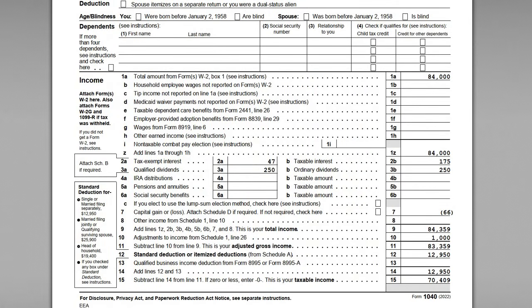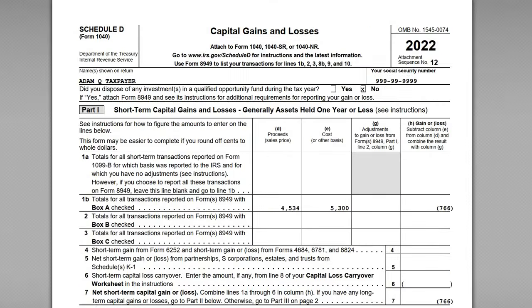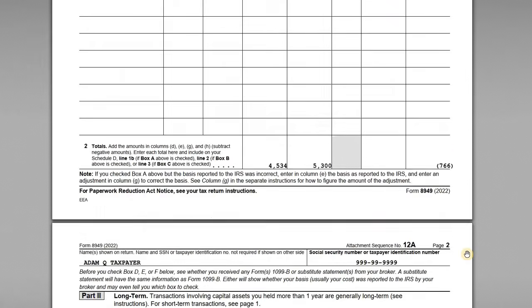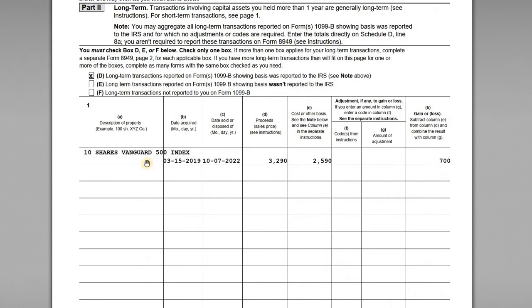Now, the capital gains or losses are reported on 8949. So we've got the short-term amounts here. So we sold some ProShares ETF, got a short-term loss there. And then the long-term portion, $700 on the sale of some Vanguard funds.